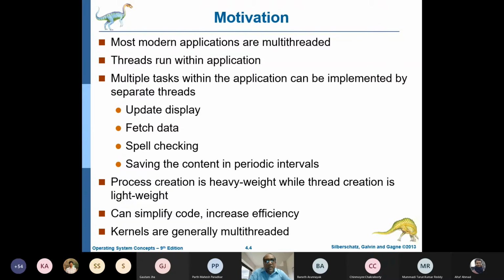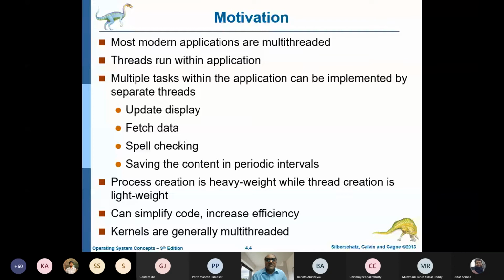In continuation to the last lecture, in the last lecture we just introduced the concept of threads with respect to processes. So we discussed the basic distinction between the definition of a process and a thread.